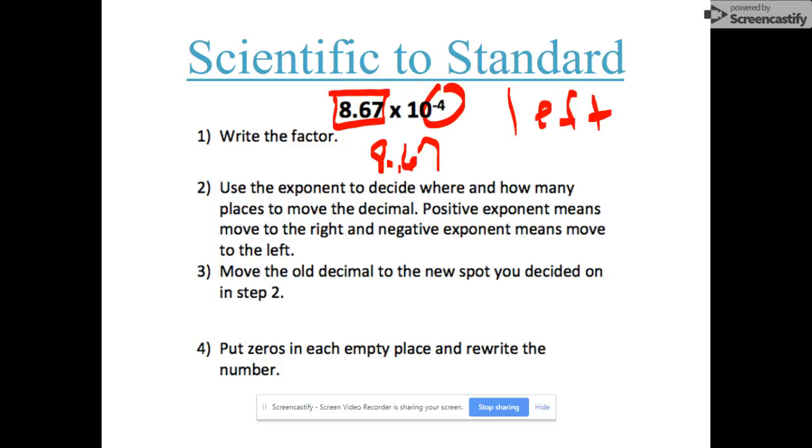So I'm going to take this decimal, and it's going to move with me. So the decimal will no longer be here. It's going to move 1 place past the 8, 2 places, 3 places, 4 places, and then I drop my new decimal.